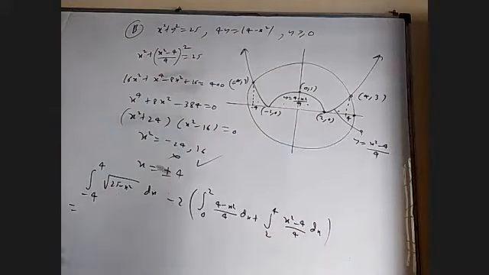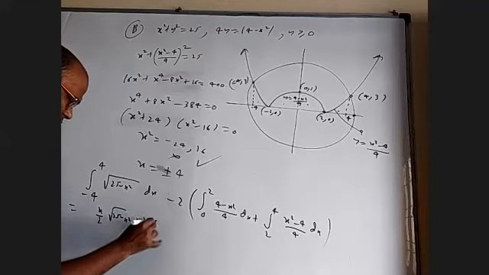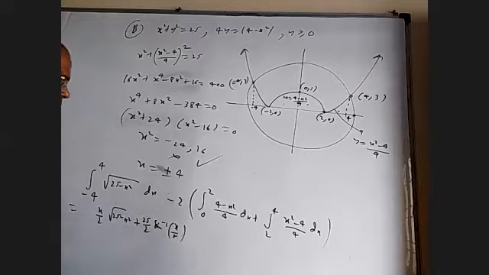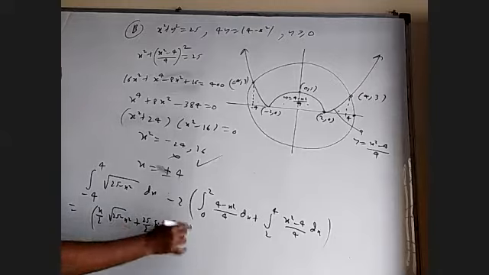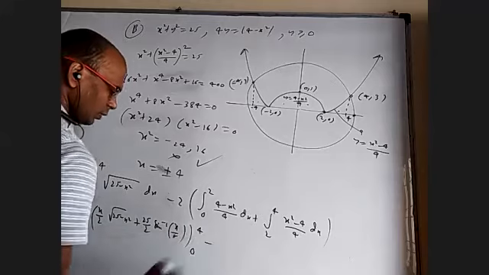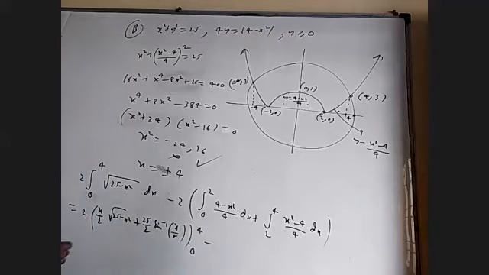The formula for the square root of a square minus x square is x by 2 root of 25 minus x square plus a square by 2, that is 25 by 2, sine inverse x by a, which is x by 5. Even this, instead of minus 4 to 4, I can write 2 times 0 to 4. So the whole thing is 2 times, and we can put a big bracket and remove this 2.